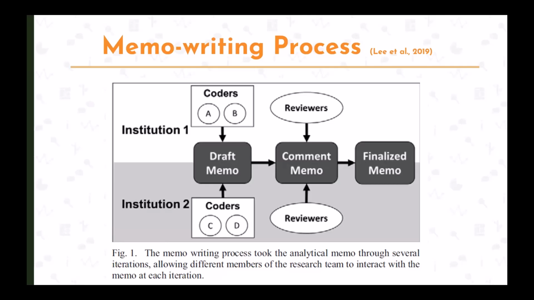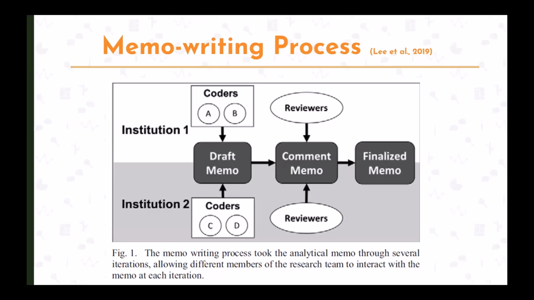Coders C and D from the other campus do the same thing. After coding individually, 6, 7, 8, 9, 10, C and D get together to craft a common draft memo, one for each participant, 6, 7, 8, 9, and 10. So now we have 10 draft memos.